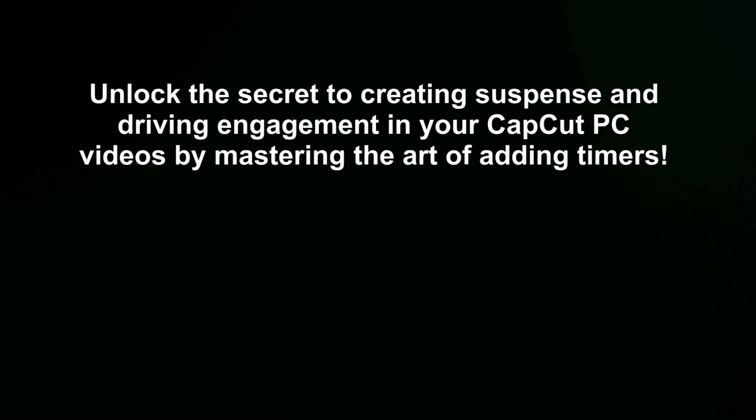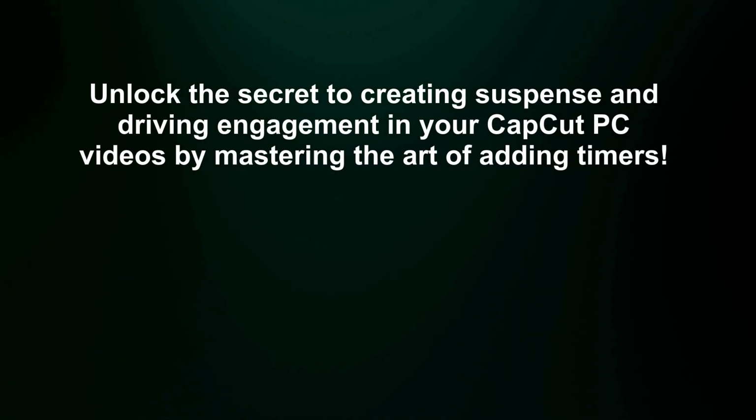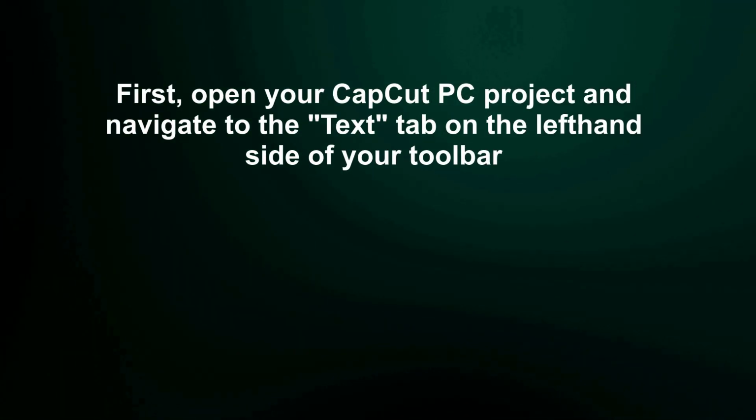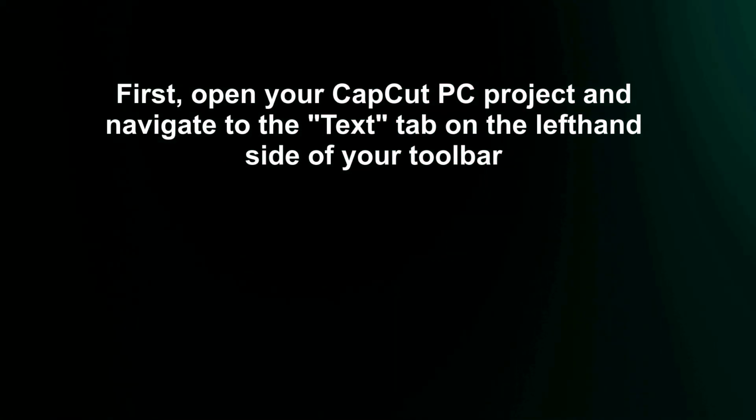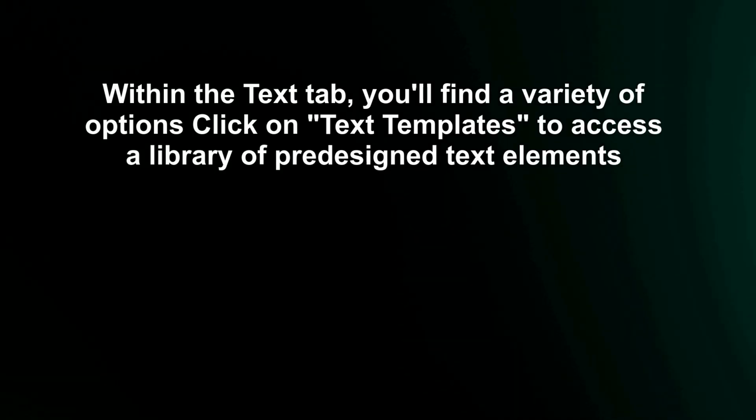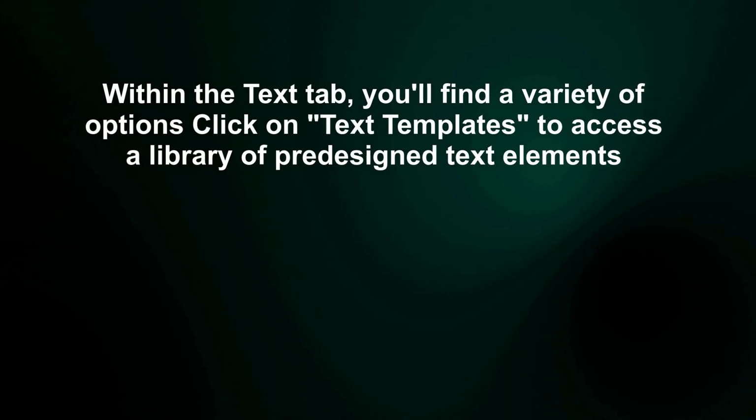Unlock the secret to creating suspense and driving engagement in your CapCut PC videos by mastering the art of adding timers. First, open your CapCut PC project and navigate to the Text tab on the left-hand side of your toolbar. Within the Text tab, you'll find a variety of options. Click on Text Templates to access a library of pre-designed text elements.